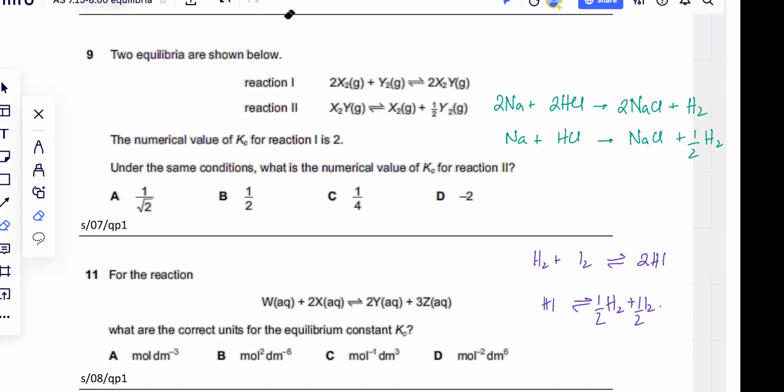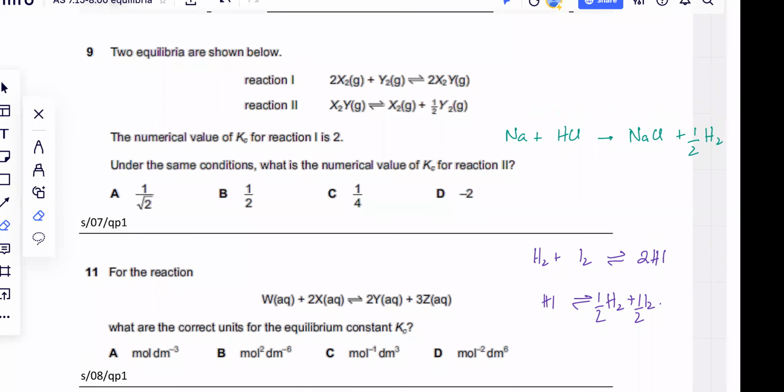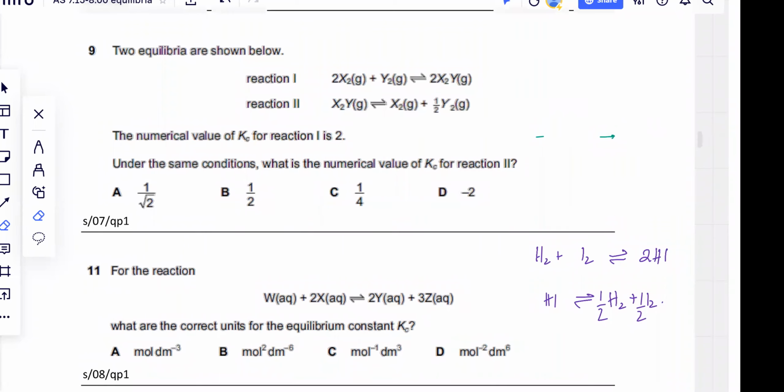Yes. I said it doesn't really matter how you write this equation, whether you write the reactants first or the products first, or you flip it around. A reversible reaction is a reversible reaction.